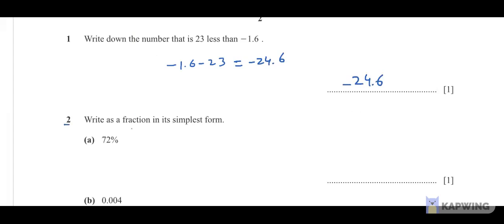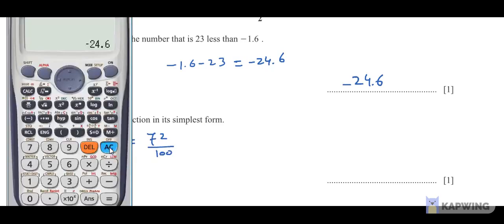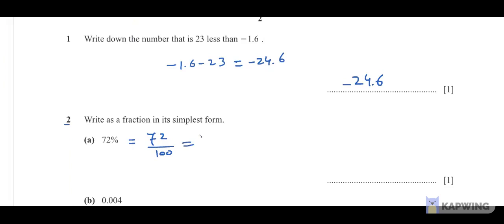Second question is write as a fraction in the simplest form. This is given in percentage. To change it into a fraction, 72 percent means 72 divided by 100. Now write it in the simplest form, 72 divided by 100. In the lowest form, that will become 18 over 25. 18 over 25.